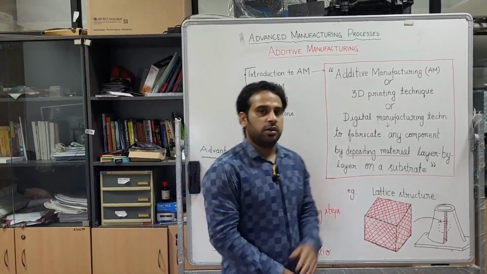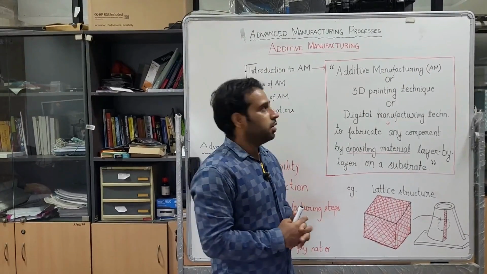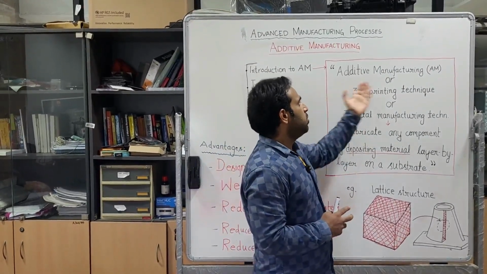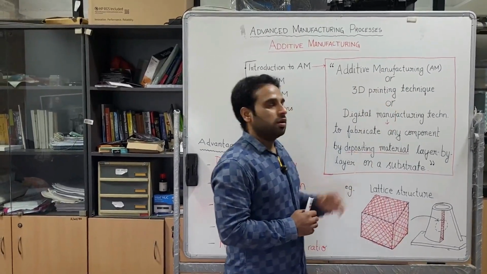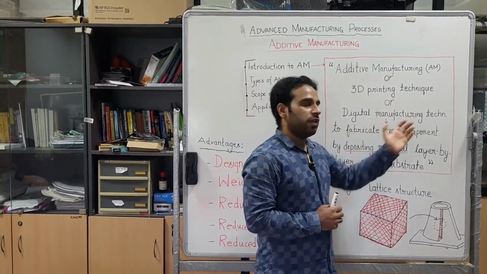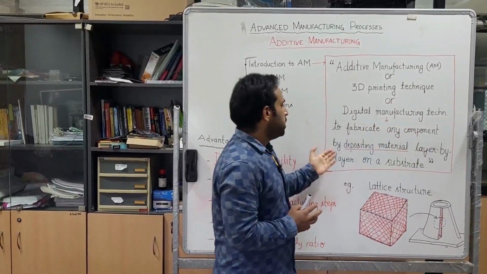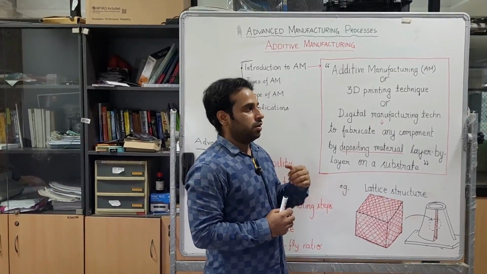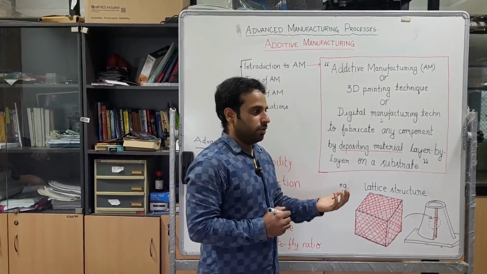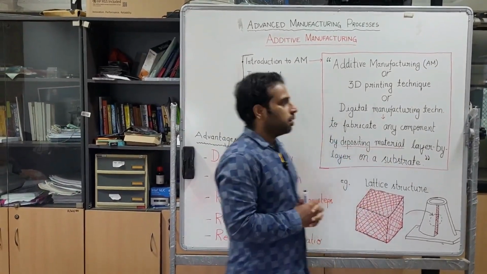So if we try to understand more precisely what exactly additive manufacturing is, we can say additive manufacturing, also known as the 3D printing technique, or more precisely a digital manufacturing technique, is used to fabricate any component by depositing any kind of material, for example metal or polymer, layer by layer on a substrate.